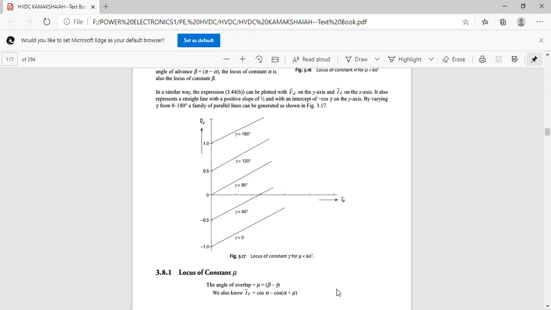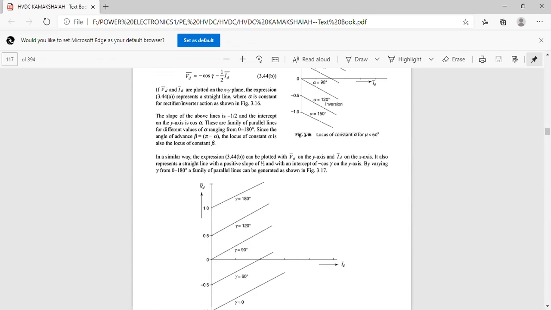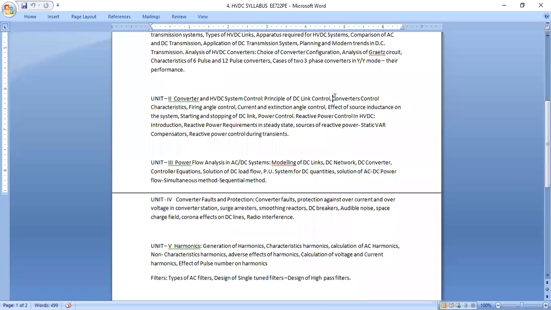Any doubt in the characteristics? So today we have discussed the converter control characteristics. Page number 94, you have not done this. Tomorrow you will see VDCOL, voltage dependent current order limit. With that I will complete the second unit. Reactive power, Naresh sir will explain in the third unit in FACTS. Already we have completed units 4 and 5 also. We will go for the revision of this.